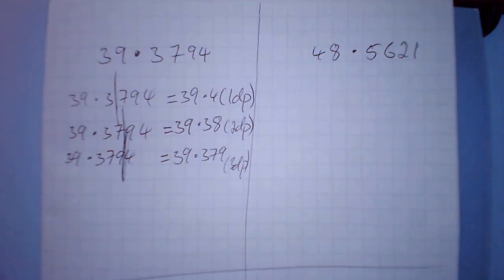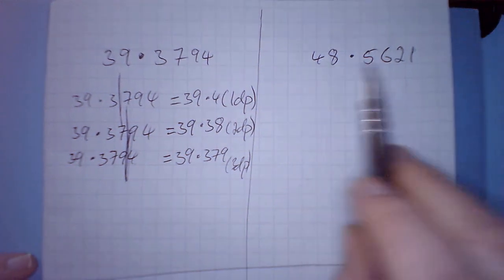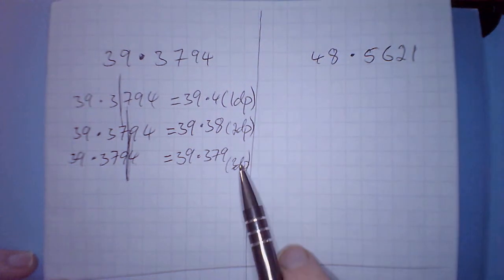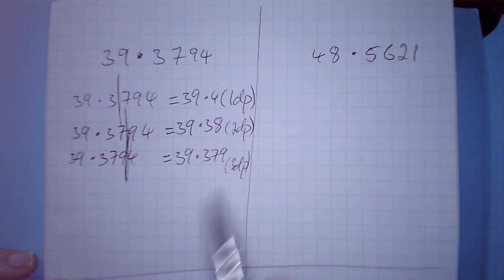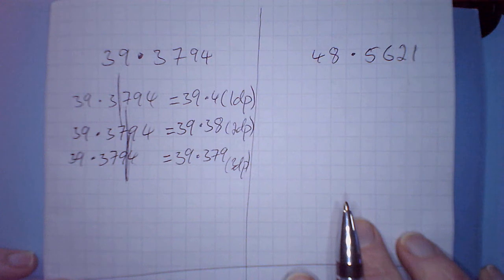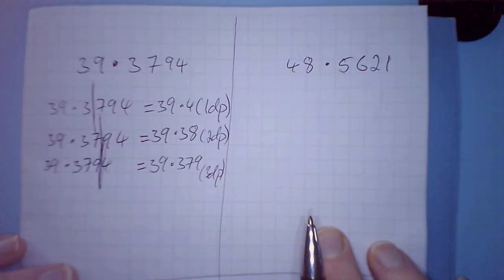Decimal places then straightforward. If you'd like to pause the video then and have a go at rounding 48.5621 to one decimal place, two decimal places, and three decimal places. And if you then press play again, I'll be here waiting to give you the answers. Don't take too long though, because I can't wait all day. Okay, here I am.